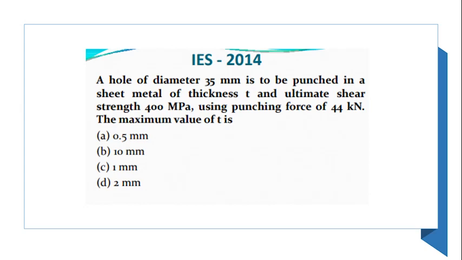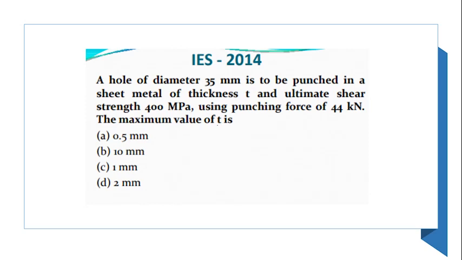Yeah, 1 is correct. So this is a similar kind of question. A hole of diameter 35 is to be punched in a sheet metal of thickness T and ultimate shear strength 400 MPa using a punching force of 44 kilonewton. The maximum value of T is.